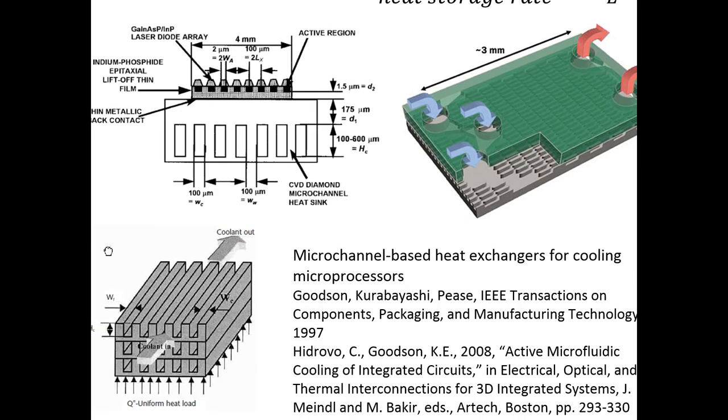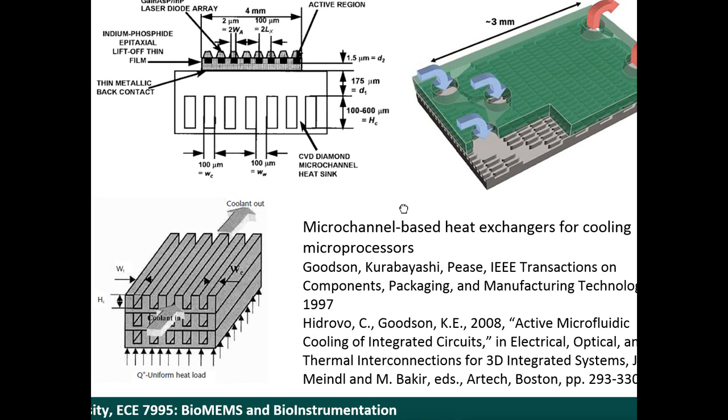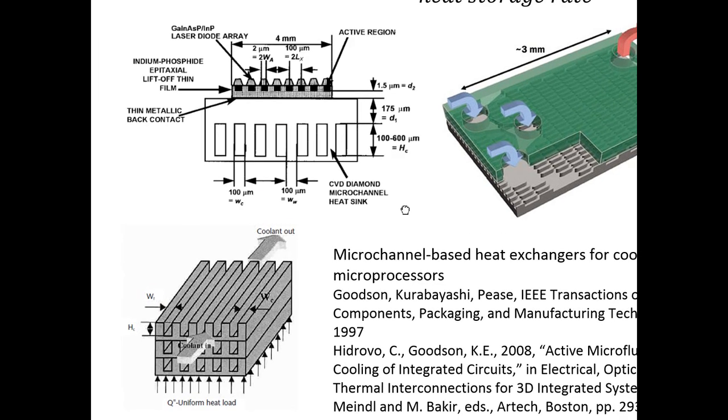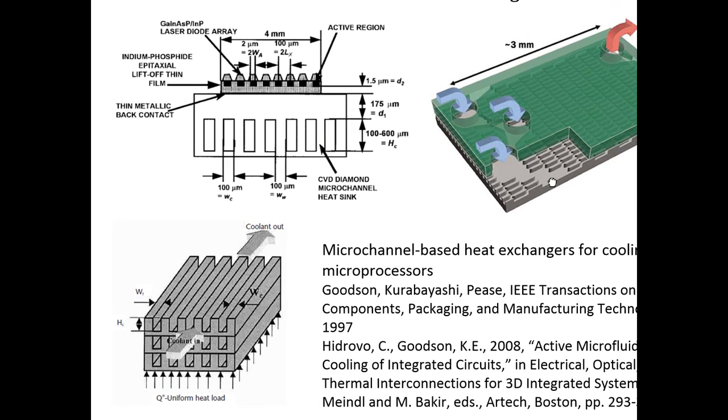Second example here, microchannel-based heat exchangers for cooling. I mentioned that microprocessor cooling is becoming a huge problem. The amount of heat that's generated in microprocessors is becoming very significant. So the problem is, how can we cool them down? One way that's been proposed is the concept of having microchannels right below the microprocessor. So let's say this was the microprocessor up here. Underneath there you have a series of microchannels where fluid is flowing through here.